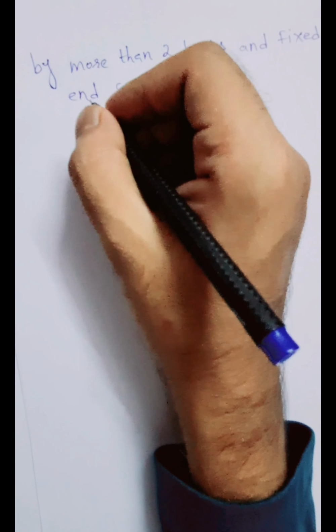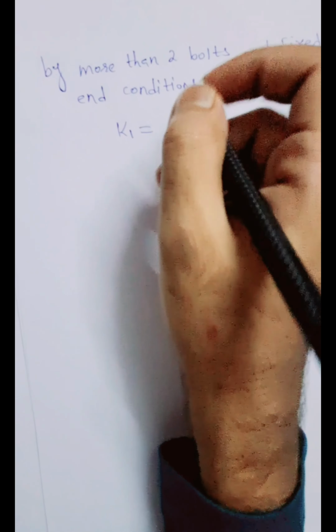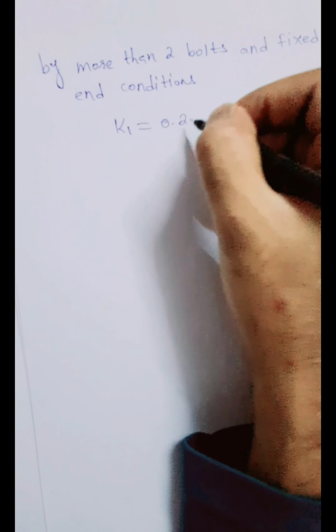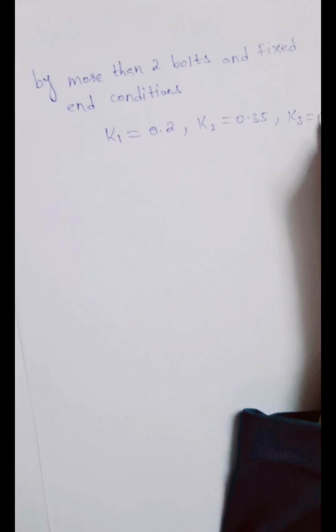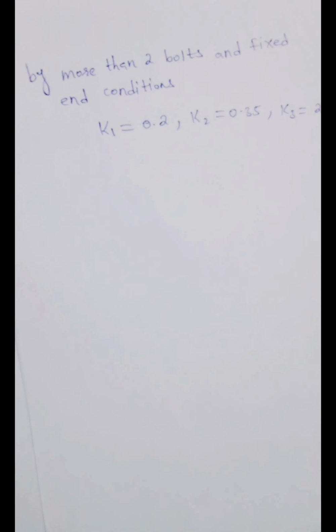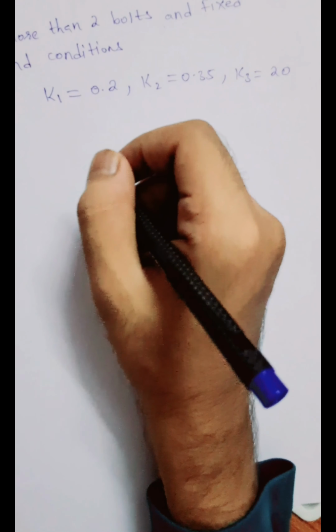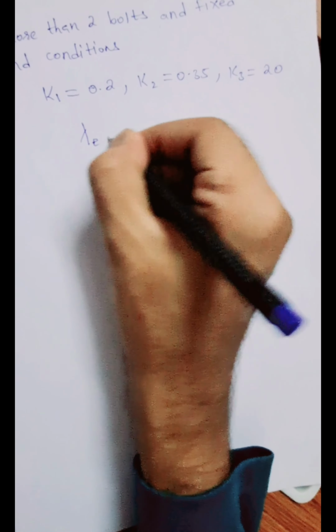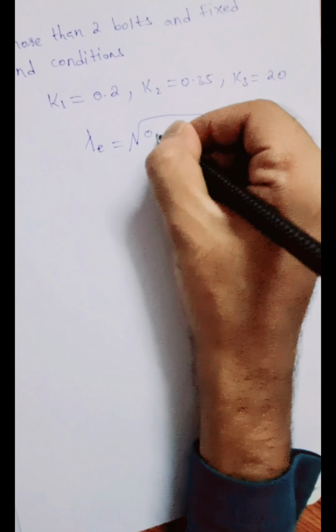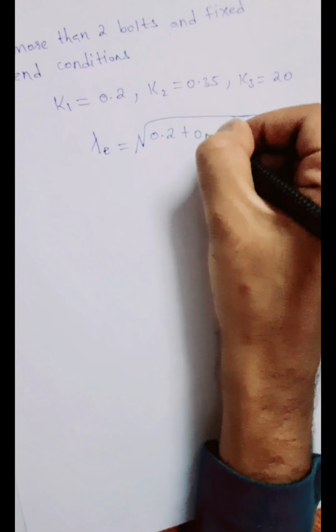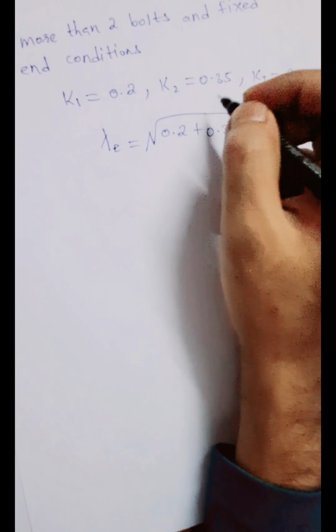Now for the fixed end conditions, I have the values from Table 12, as I mentioned before: K1 is 0.2, K2 is 0.35, and K3 is 20. Now for lambda e, we are going back to the formulas. The formula 0.2 plus 0.35 (K1 plus K2), I have mentioned in the older one. Now I'm plotting this formula and solving it here.